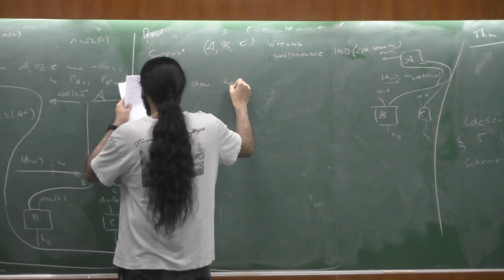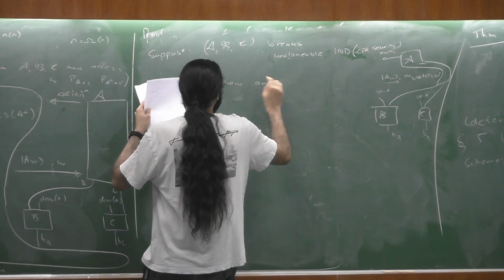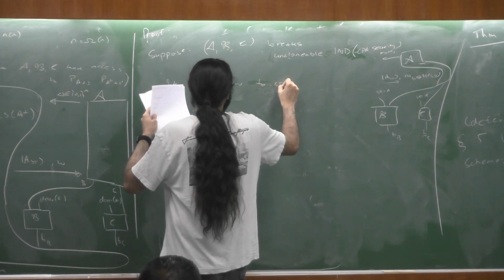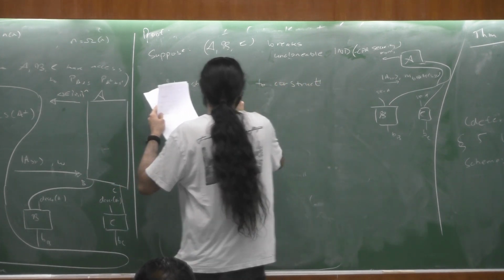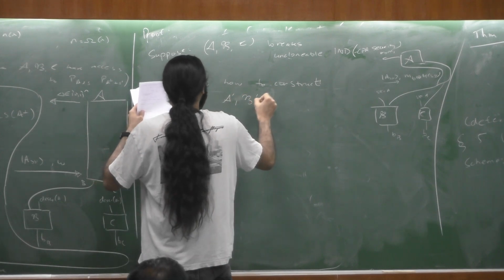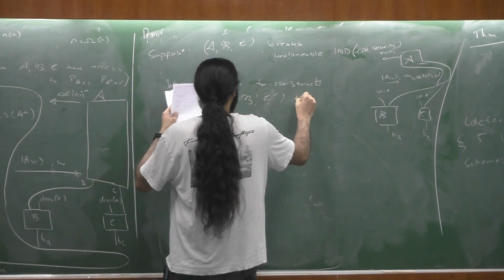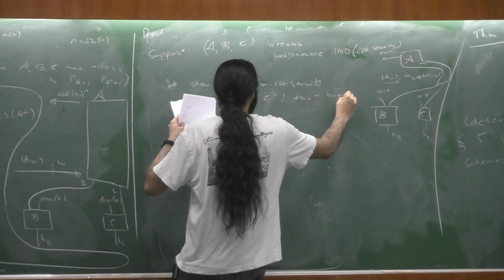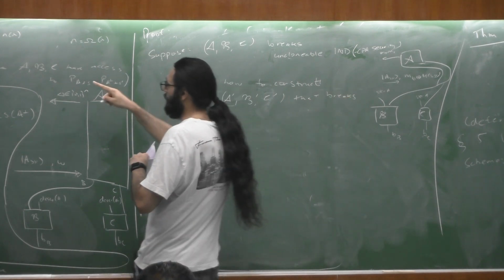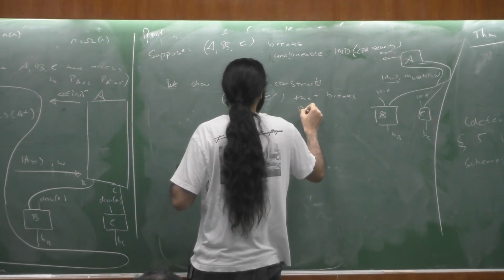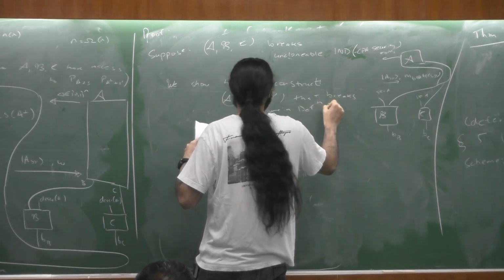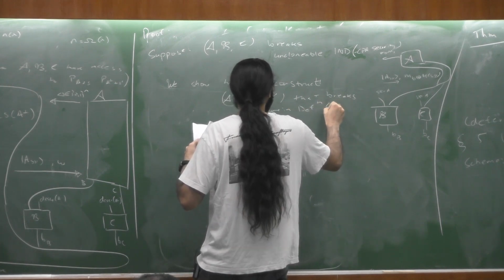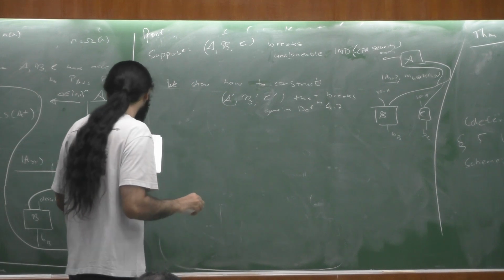So we show how to construct A prime, B prime, C prime, right? That breaks this game. So let's call the game in definition 4.7. Okay, good.